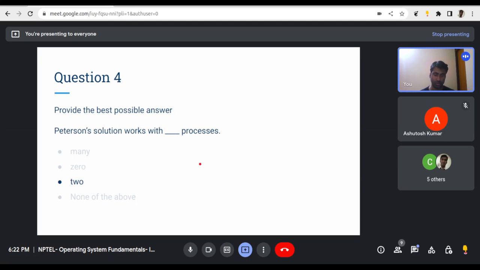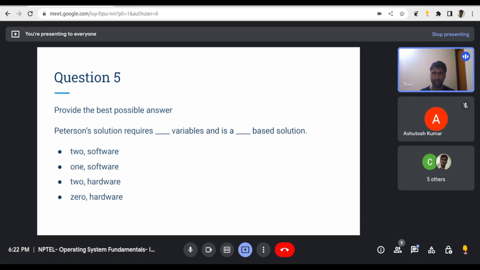So if those conditions are satisfied, then only it enters into the critical section, otherwise it cannot. The problem is that it can work with only 2 processes. We'll talk more about that later.